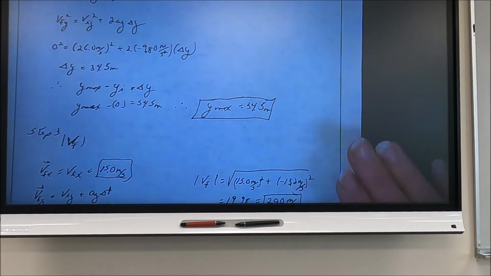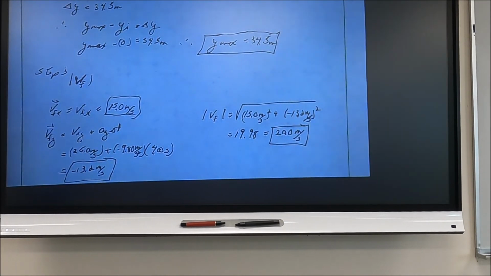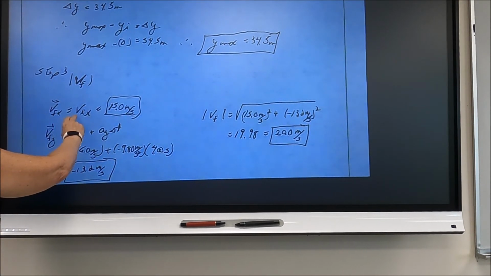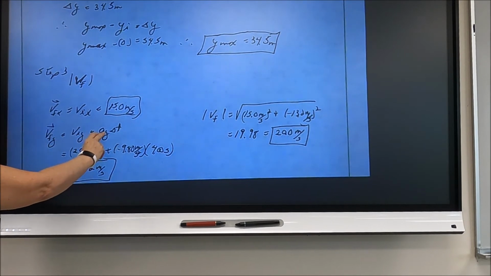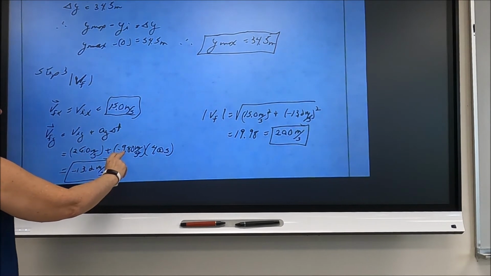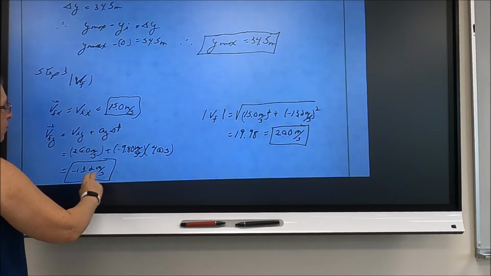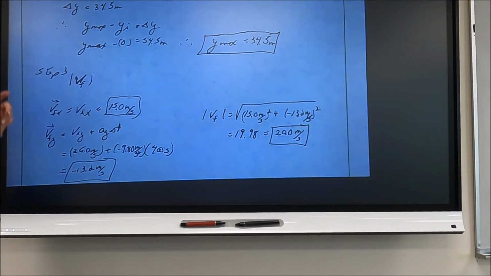Okay? Now, step 3 of the problem wants us to find v final. Well, I know that v final x equals v initial x, which is 15 meters per second. V final y is going to equal v initial y plus a_y delta t. So I get 26 plus a minus 9.80 meters per second squared times 4 seconds. I get a minus 13.2 meters per second. So in other words, it's come up and it's going down when it hits the cliff.